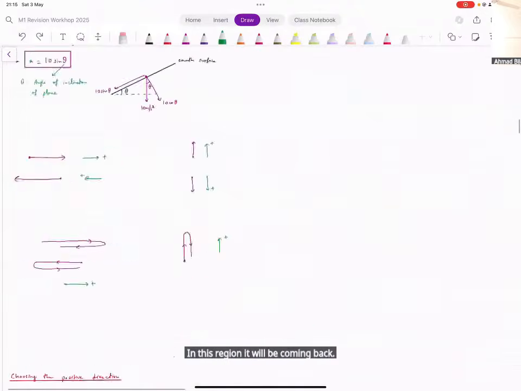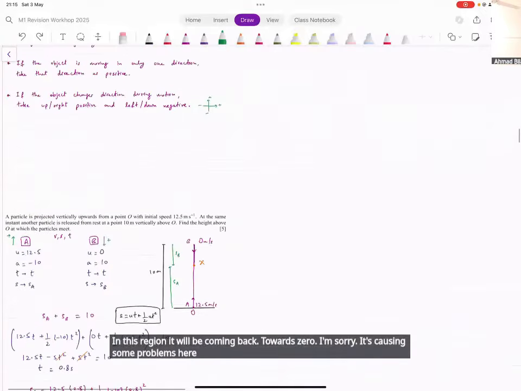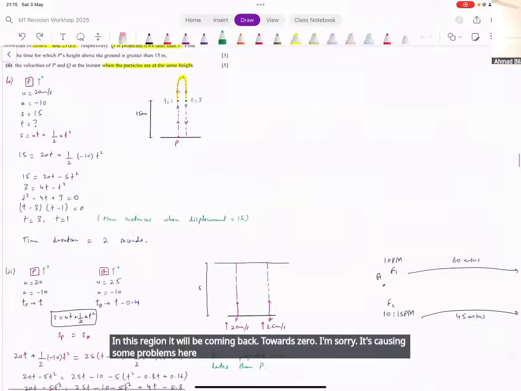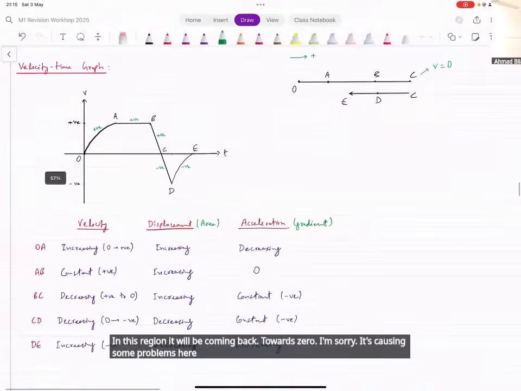towards zero. I'm sorry, one note is causing some problems here. Okay, so that's the idea.